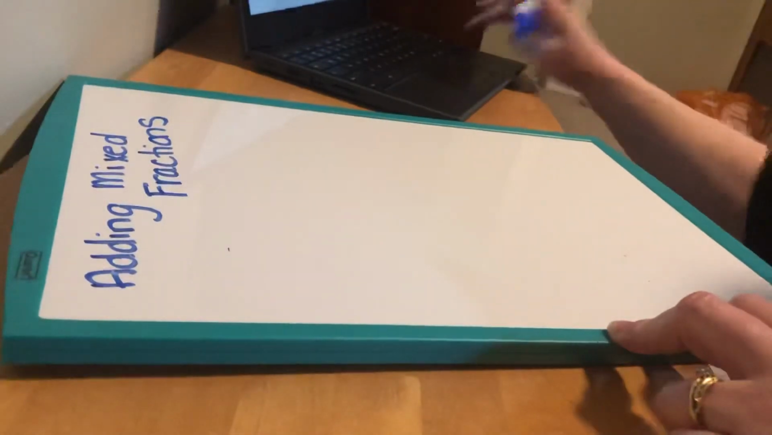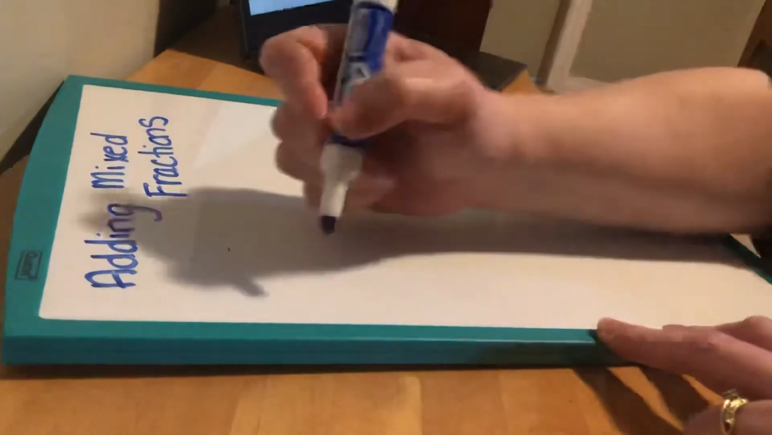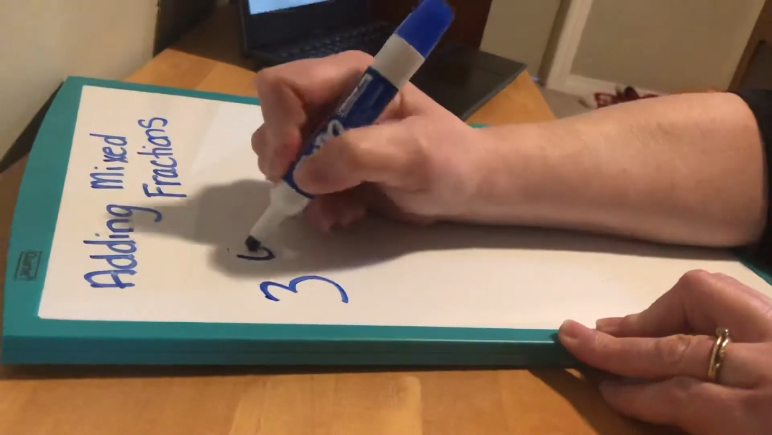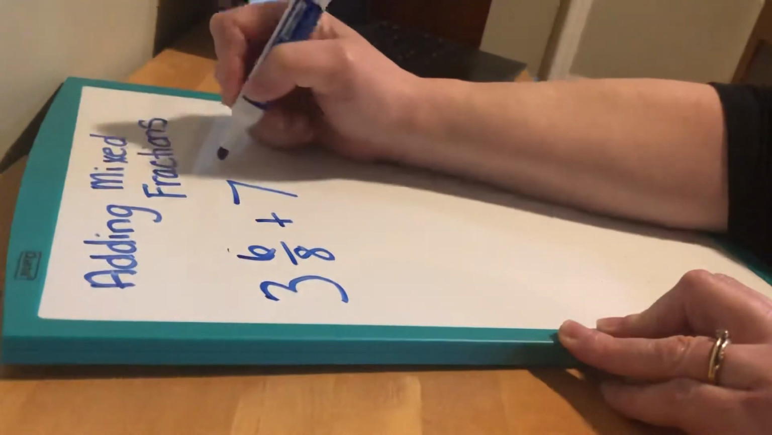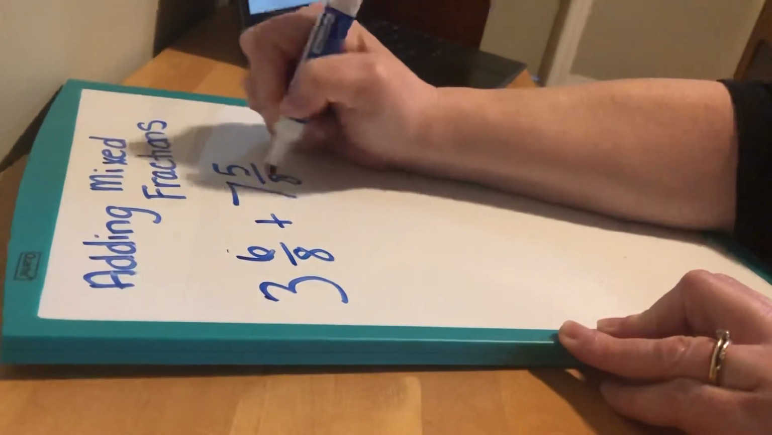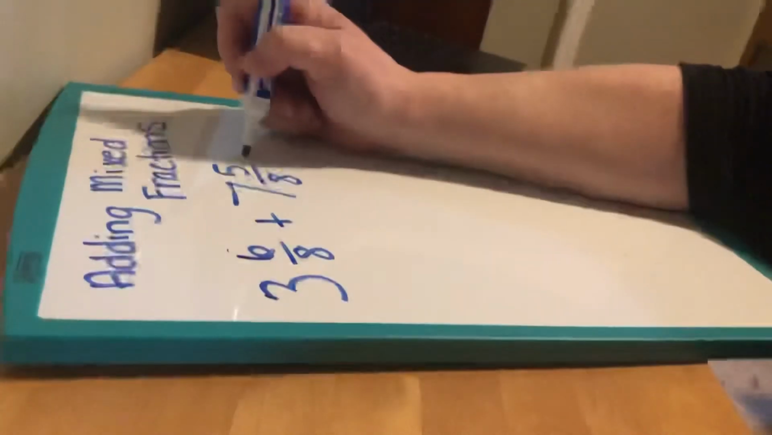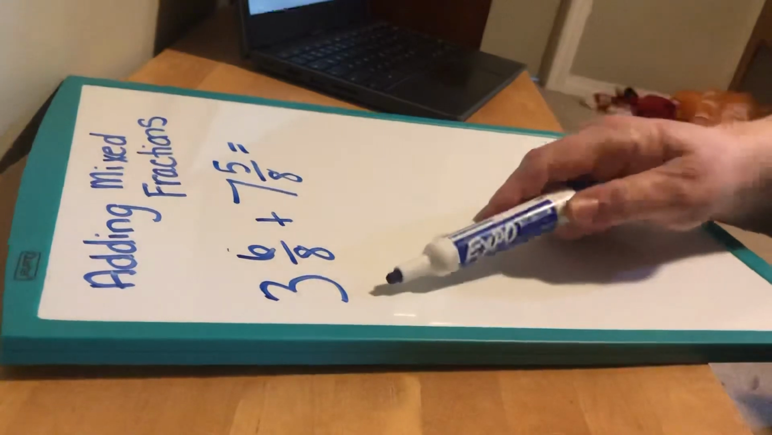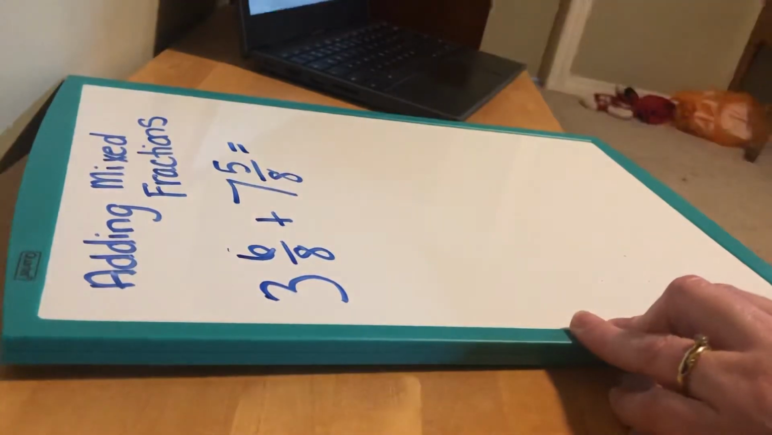Okay, let's go to the next screen. So this is giving us another practice one. This one is one that's already been done for you. You just sort of need to follow along so that you get a better understanding of what's going on. All right, so here's our math sentence. 3 and 6/8 plus 7 and 5/8.